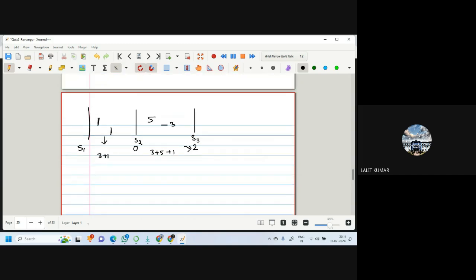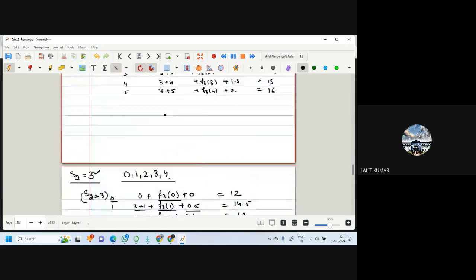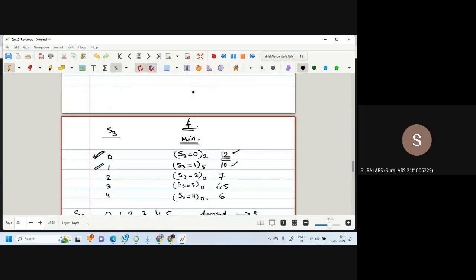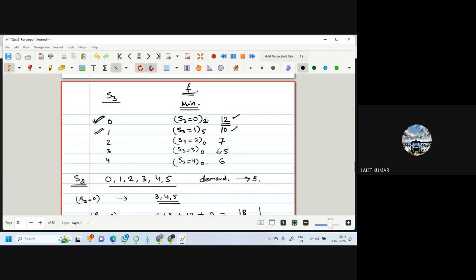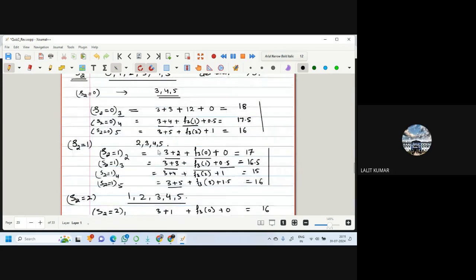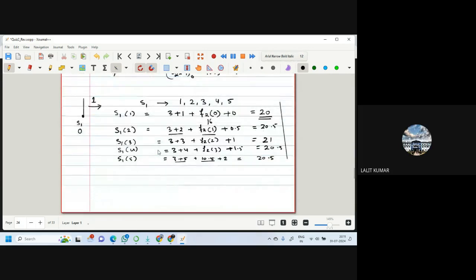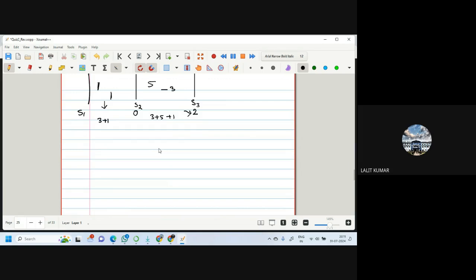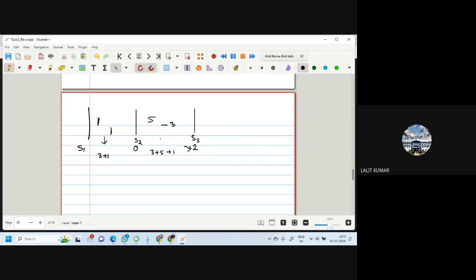S3 2, but what was the base state of S3 2? What was our base state? This state was 0. That means I don't order anything. So here I don't order anything. I consume these 2 and I reach S4 at 0.